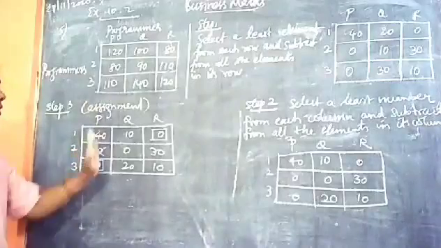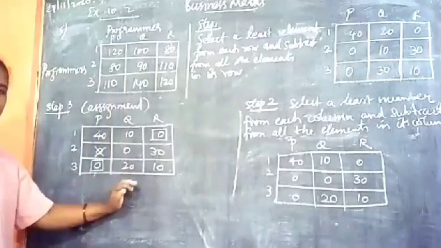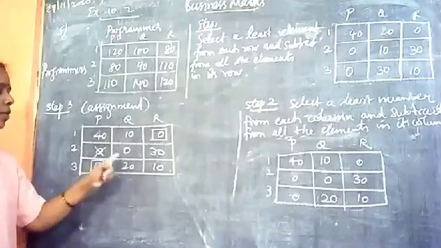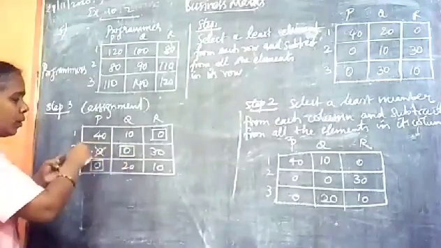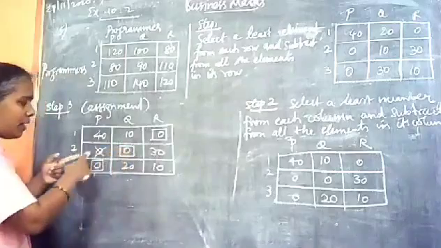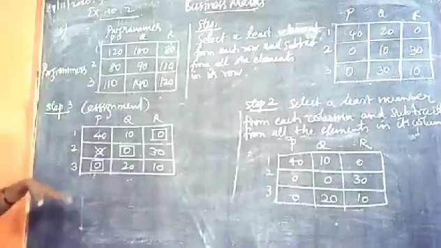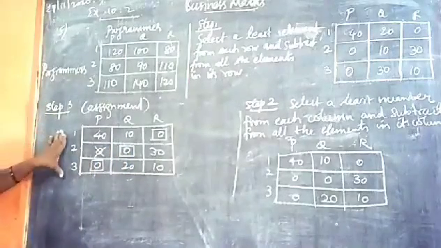Coming to the second column, check for exactly one zero. Yes, we are having exactly one zero there. So it should be assigned. And the row is already deleted. Process is over. So each and every programmer is assigned with some program.